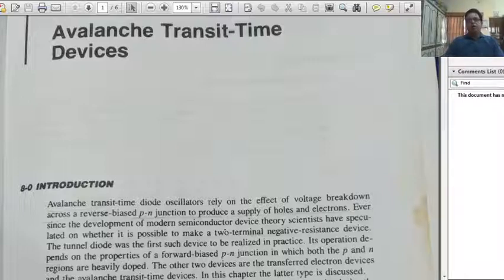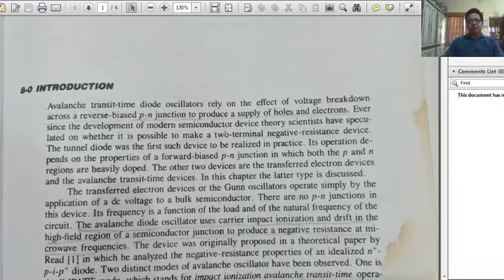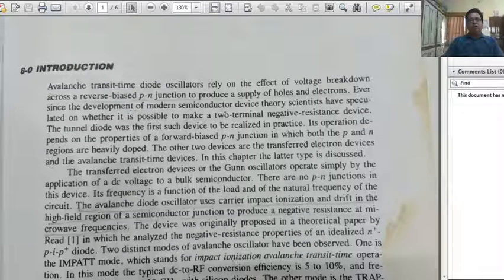Today we are going to discuss the topic avalanche transit time devices. The name of these devices is according to their property or the fundamental principle behind them. Avalanche transit time diode oscillators.